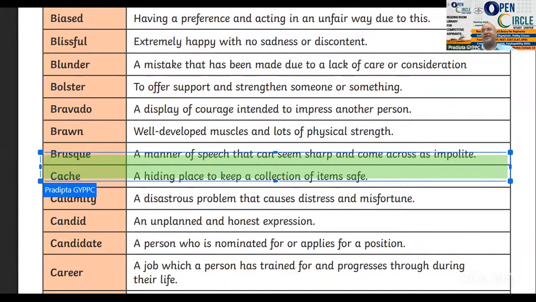Cache is a place to hide something. That's called a cache. C-A-C-H-E, pronounced as cash. Like you have a cache memory in the computer. Inside the CPU there is a place where you can store some data. Hidden. It's called cache memory.